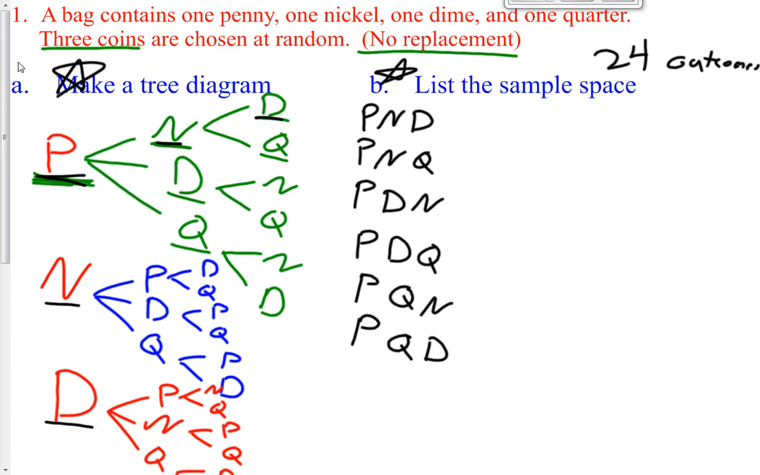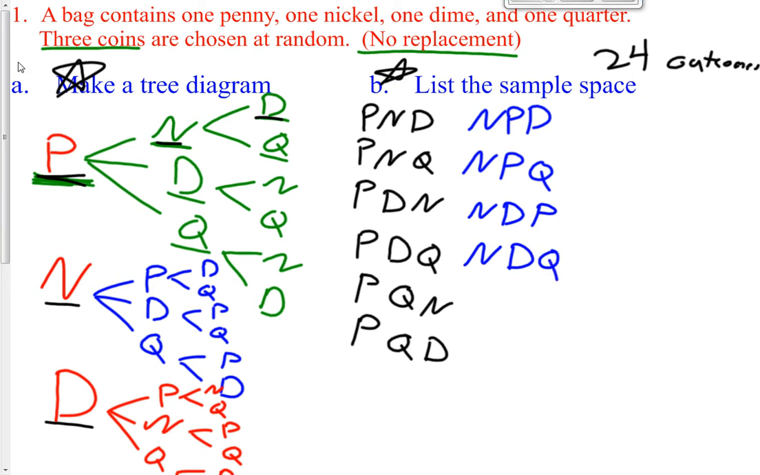Now let's write down all the possibilities when we have the nickel first. So nickel, penny, dime, or nickel, penny, quarter. Or nickel, dime, penny, or nickel, dime, quarter. Or nickel, quarter, penny, or nickel, quarter, dime. So those are all the possibilities when I draw a nickel first.